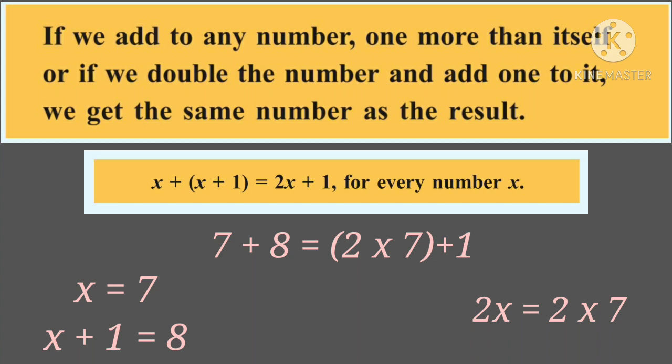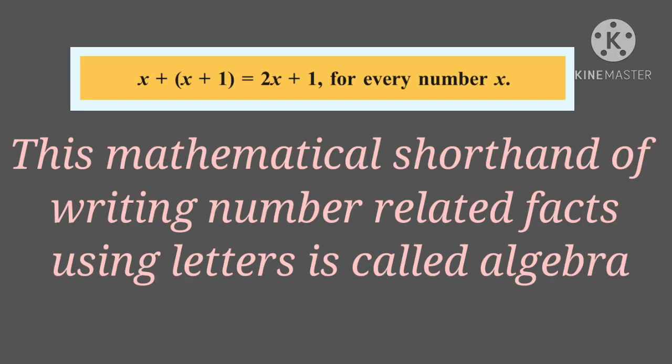Example, 7 plus 8 is equal to 2 into 7 plus 1. Here x is 7, x plus 1 is 7 plus 1, that is equal to 8. On the right hand side, 2 into 7, that is 2x. 2 into 7 is 14. 14 plus 1 gives 15. This mathematical shorthand of writing number-related facts using letters is called algebra or algebraic expression.